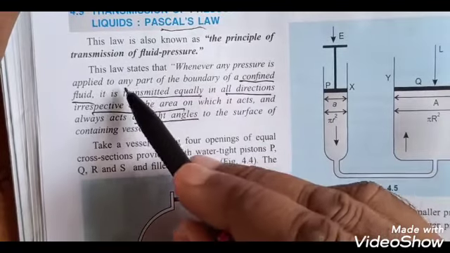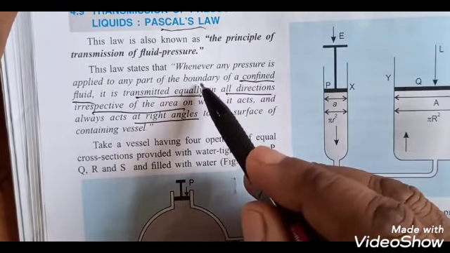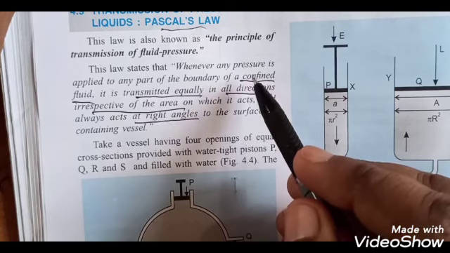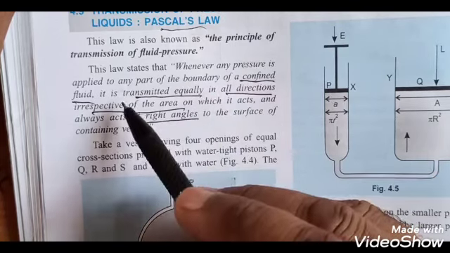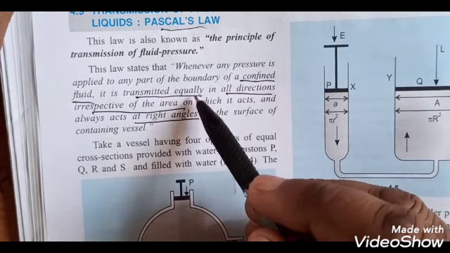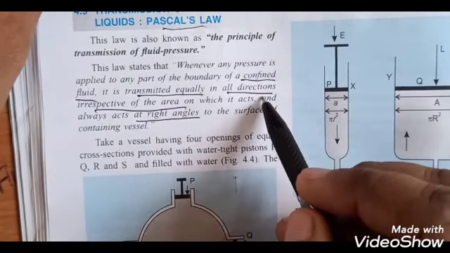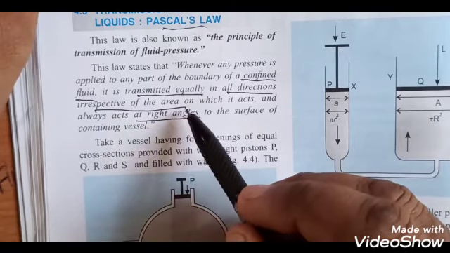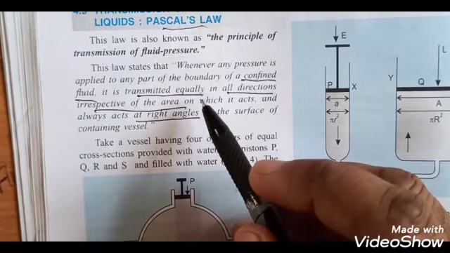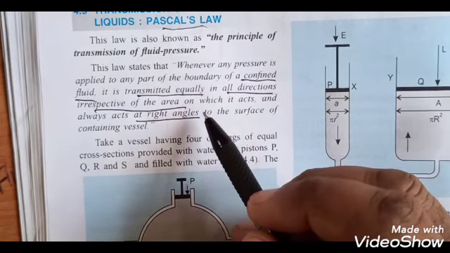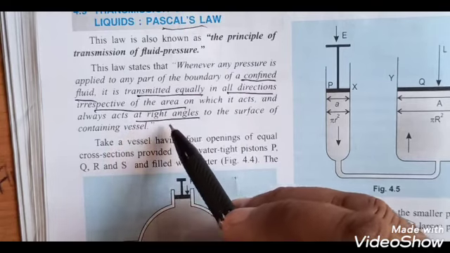Whenever any pressure is applied to any part of the boundary of a confined liquid, and the important thing is the liquid is confined, meaning the liquid cannot leak, then pressure is transmitted equally in all directions, irrespective of area. Pressure will not depend on the area. If the area is more or less, it doesn't matter. Same pressure is acting everywhere, on which area it acts, and it always acts at right angle.